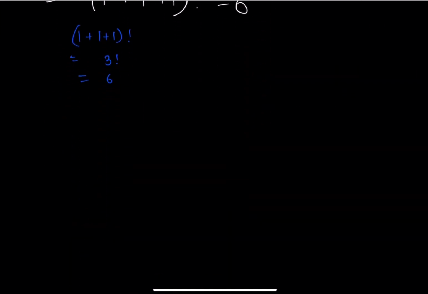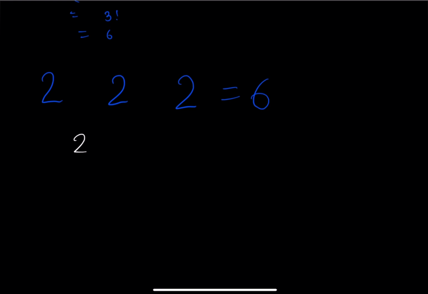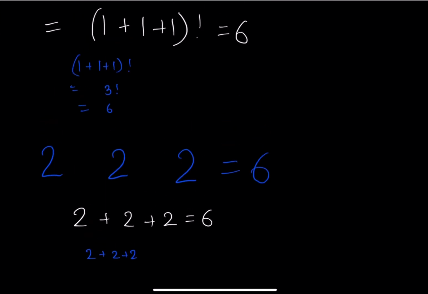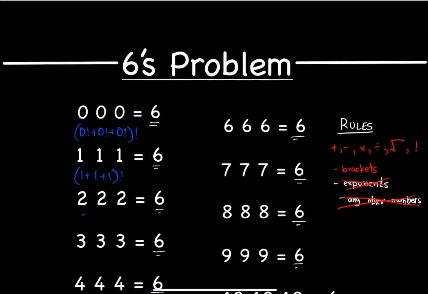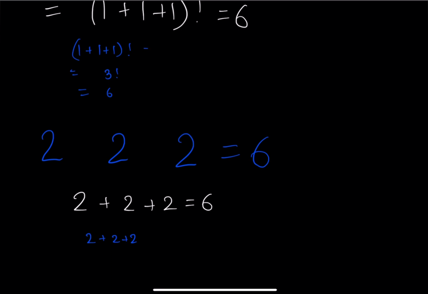Now our next one is 2, 2, 2. And we need to find how that gives us 6. So this one is pretty easy because if you look at it, 2 plus 2 plus 2 gives us 6, which is pretty simple and straightforward. There are a few other answers to this question, but for presentation purposes, I'm just going to keep 2 plus 2 plus 2.